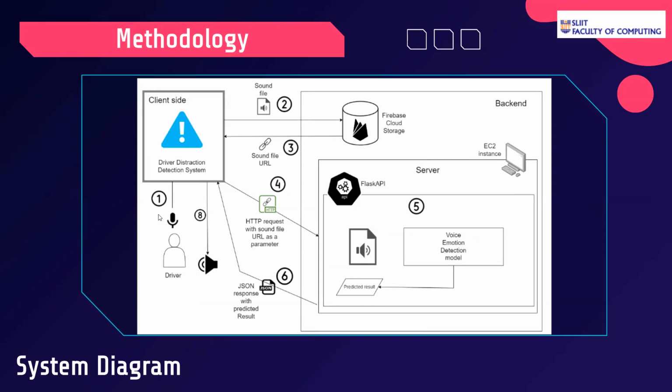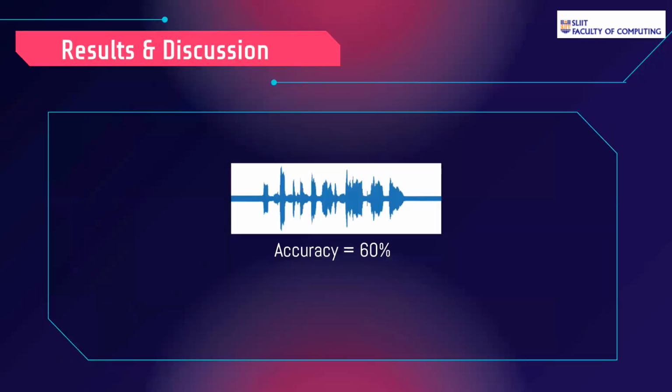The driver's voice will be recorded when he's talking, and then the voice clips will go to the backend server and do the predictions. And according to the predictions, they will make reports and send them to the taxi service providers. And the accuracy of this model is like 60%.